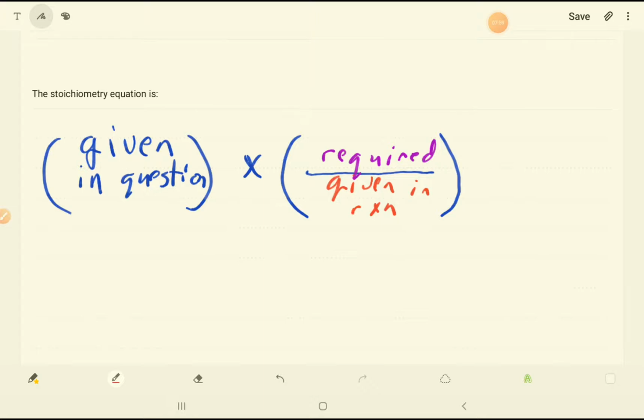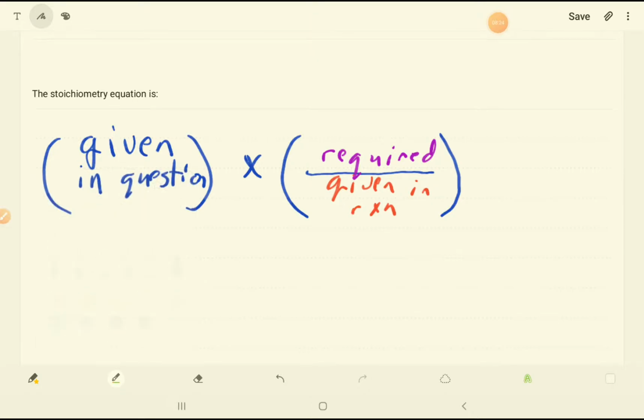Now this required is what we're trying to find. So when I ask you, given that 3 moles of Cl2 reacts with sodium, how many grams of sodium chloride are going to be produced? Well, that how many grams of sodium chloride is going to be our required. And then there's this weird part of the equation where it says given in chemical reaction.